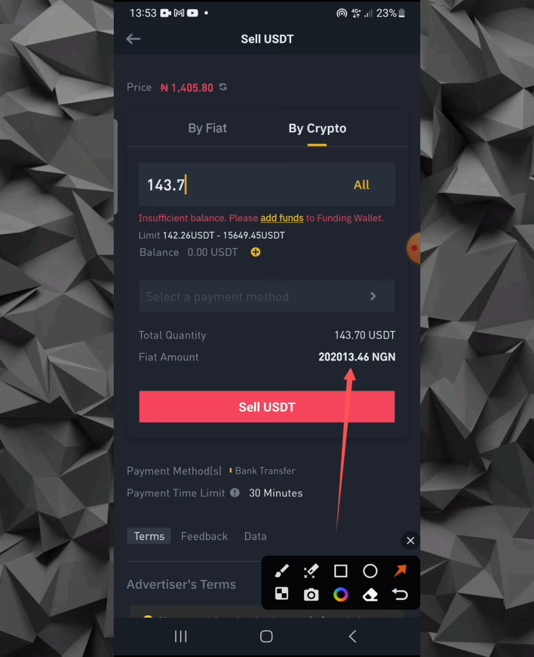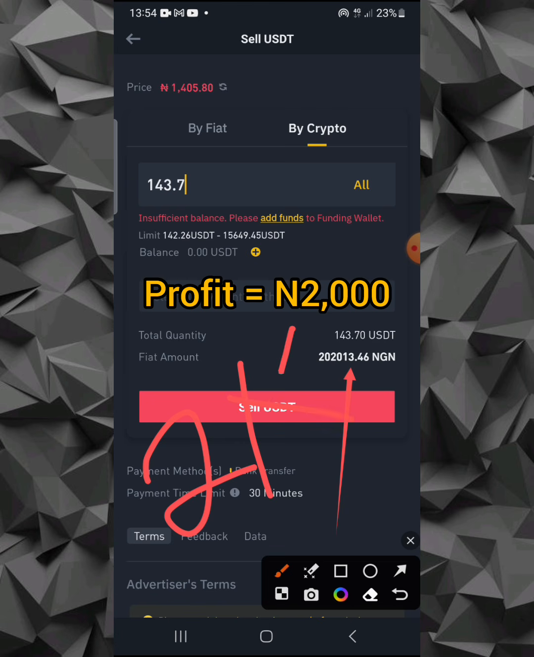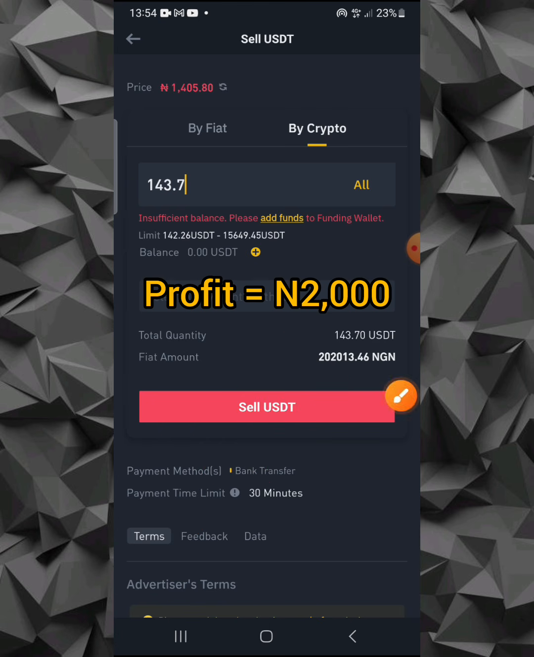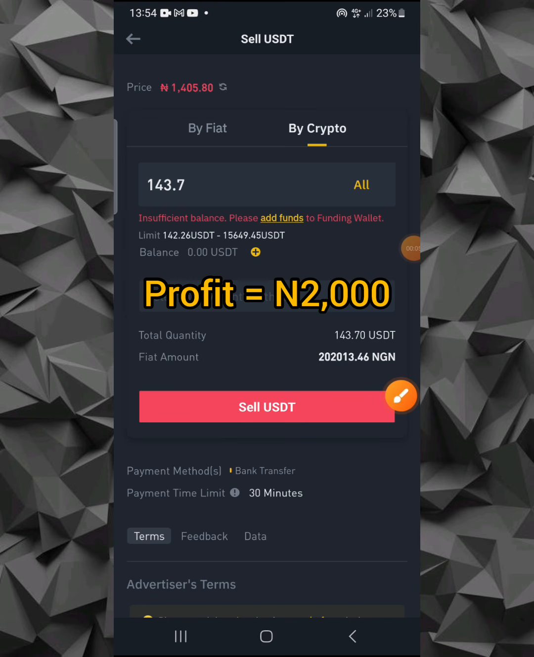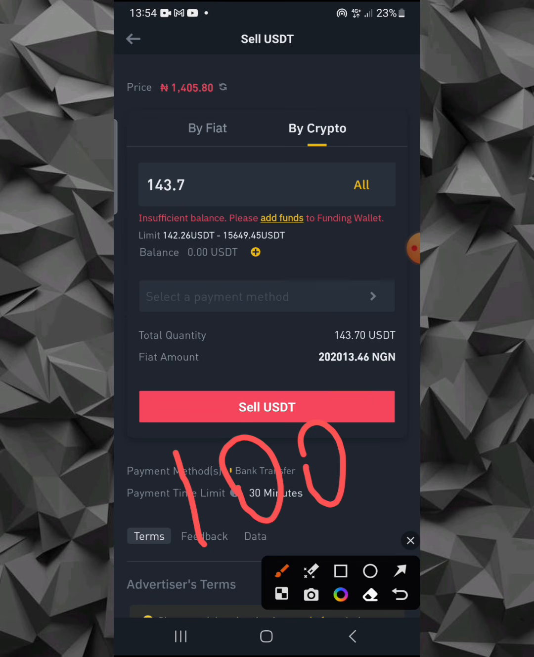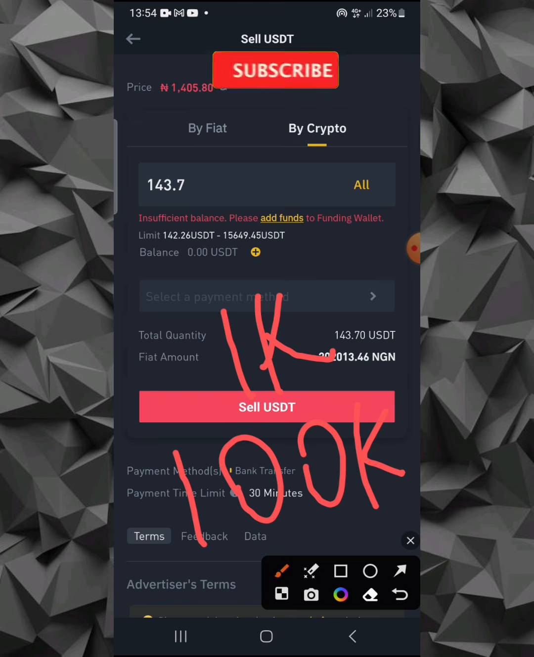Now you can see there's a lot of profit within this margin. You can see the profit margin is very high. You are going to be making 2K per trade if you use 200,000 naira for this process. So if you use 200,000 naira and make 2K profit, it also means that if you use 100,000 naira, you are going to be making 1K profit, okay? So that is the profit margin within the strategy.